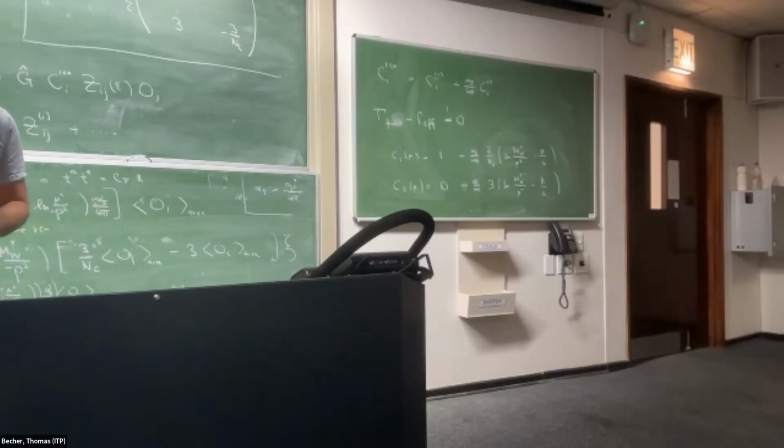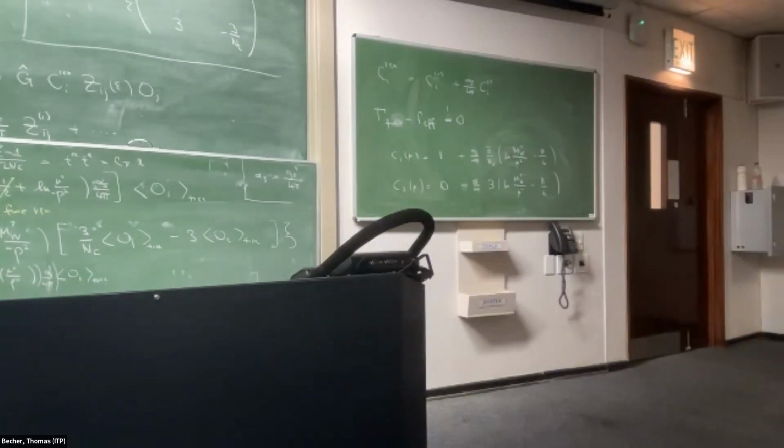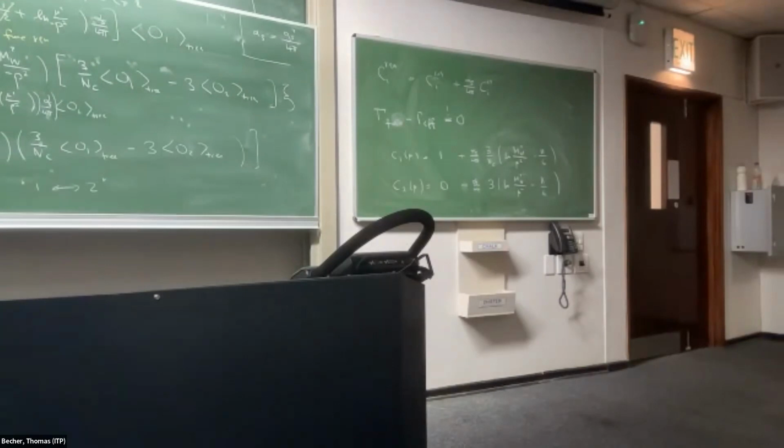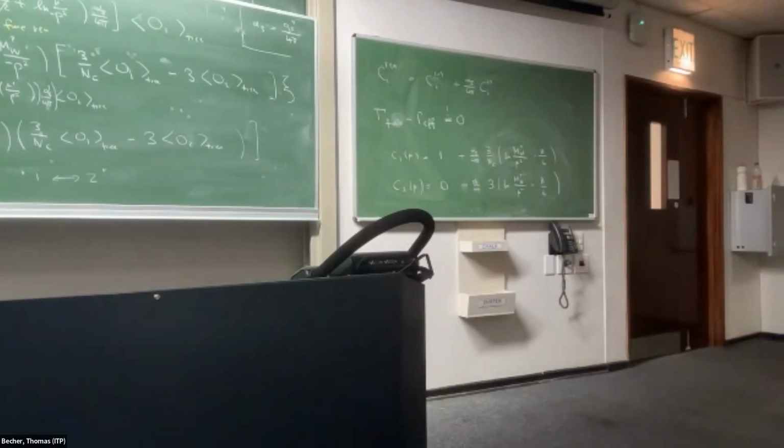Technical question. You set p squared to 0 from the beginning. Yeah. But would you get the log of mW squared over mu squared? If you set p squared to 0, then the entire effective field theory part would be gone. So the result would be 1 and nothing.